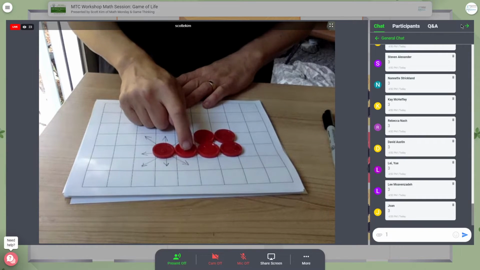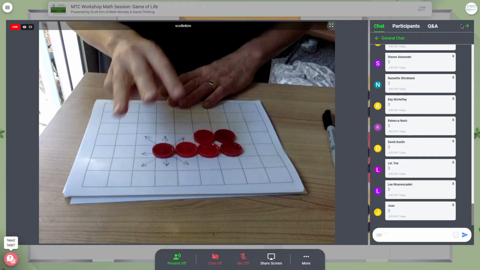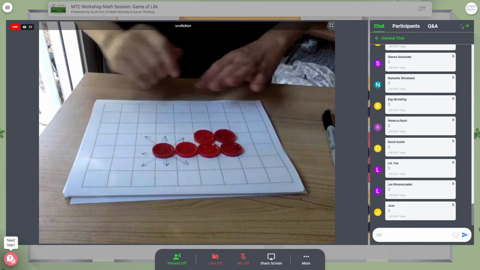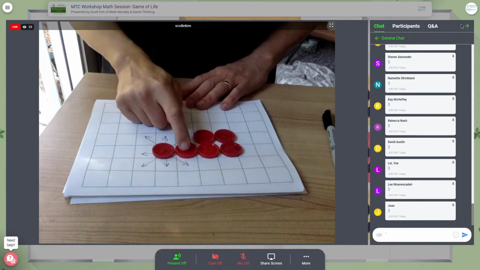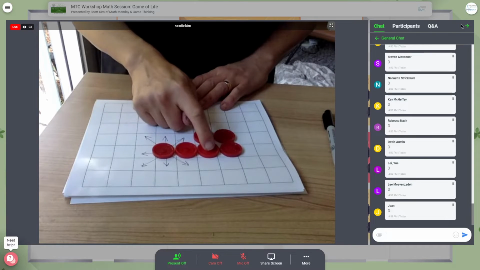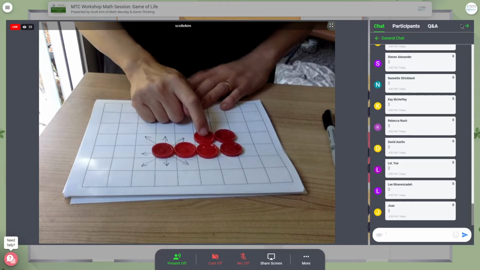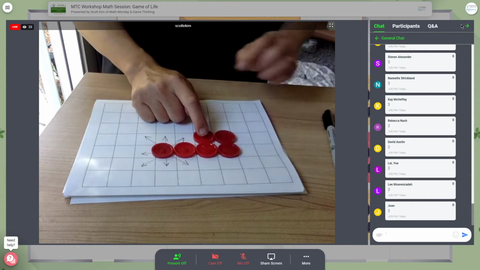If a checker has exactly 2 or 3 neighbors, it survives. It's happy. So this one does survive because it has 3 neighbors. This one, however, how many neighbors does it have? Well, I'm going to point to this one. It's easier to see. How many neighbors does this one have?